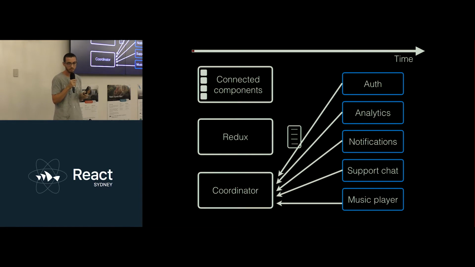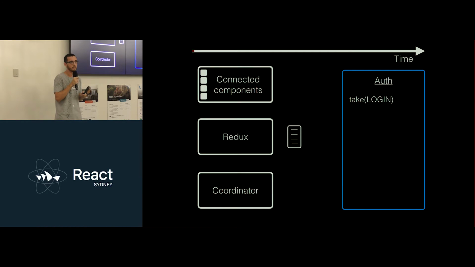So in this case, we pass some initial sagas for it: authentication module, analytics, notifications. It can also connect to web sockets, for example. We could have a music player on it. But let's focus on the authentication saga for now. First of all, we have the take effect.